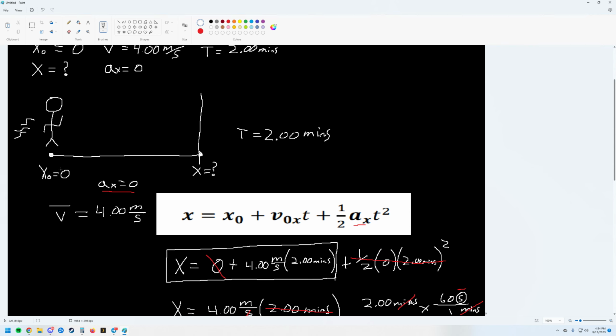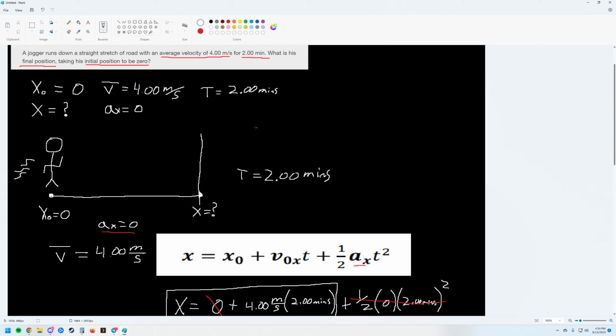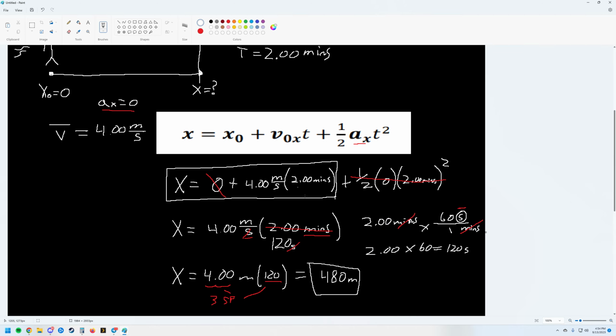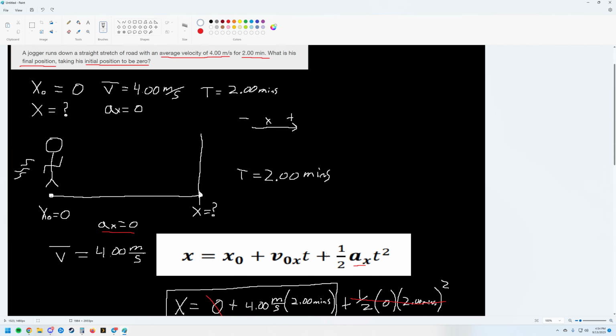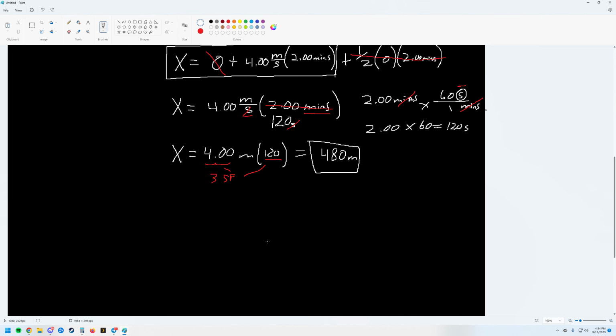Well, because we set up our, oh, we didn't. Okay, well, we're going to pretend we did. The x coordinate, we're going to say pluses to the right, negatives to the left. He ran 480 meters in the right direction, plus 480. You don't have to put plus, but for example, if you're running left, we would have to put negative.